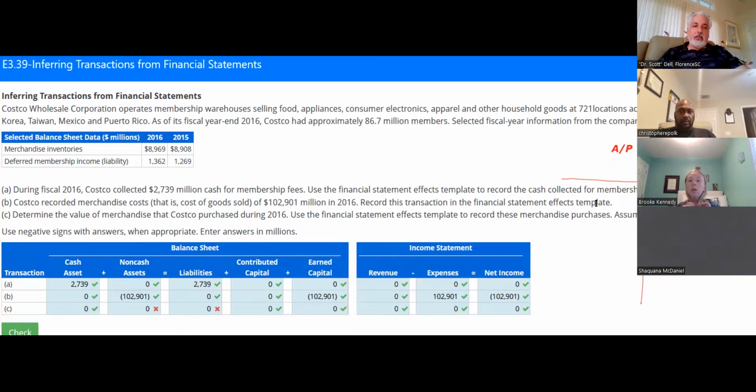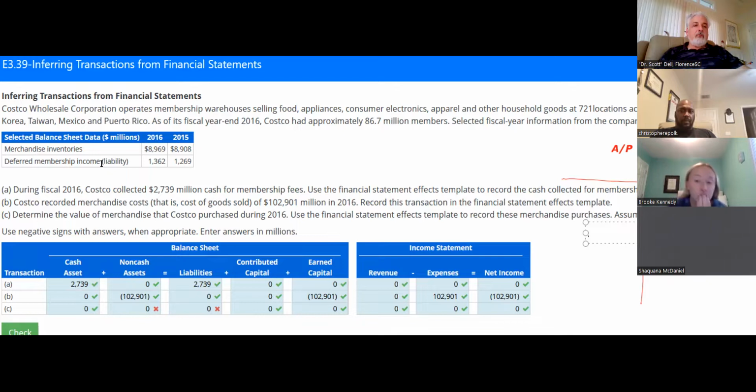So what's my beginning balance in accounts payable? Do I know? Nope, I don't have accounts payable here. Okay, so let's see, we're trying to determine the value of merchandise Costco purchased during 2016. So we're looking for the purchases here, and we're going to have payments. It's going to be over here. We have purchases.